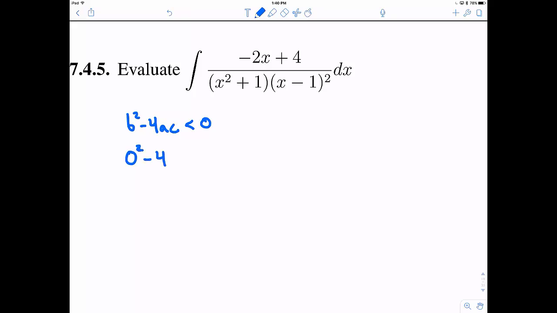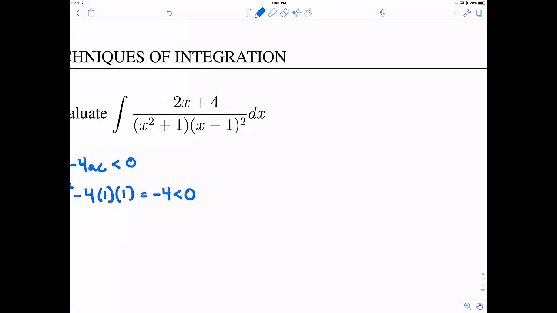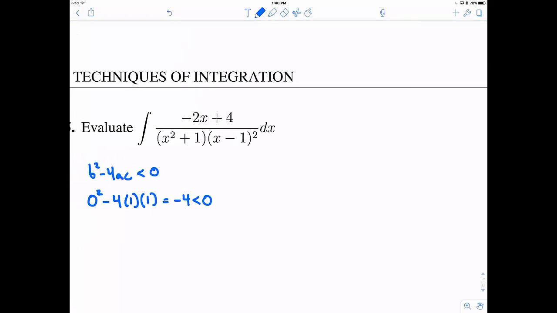So b is 0. It's the thing next to the x term. a would be 1. It's the thing next to the x squared term. And then c is 1. It's the constant part. So that's for my specific quadratic. In this case, the discriminant is -4, which is less than 0. Therefore, x squared plus 1 is irreducible. Okay, so we have an irreducible quadratic, and we have a linear part with an interesting exponent too.